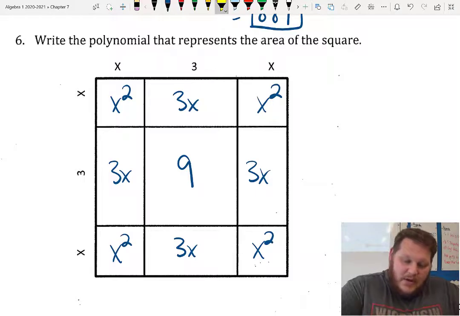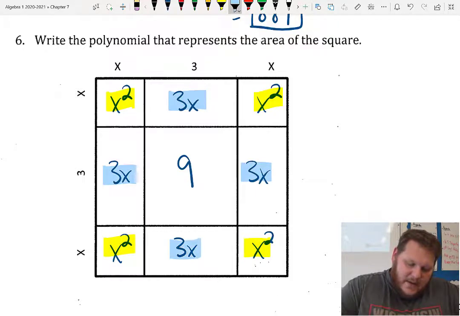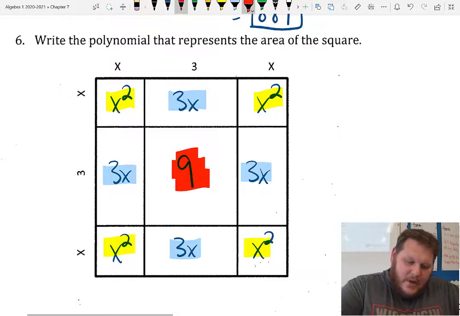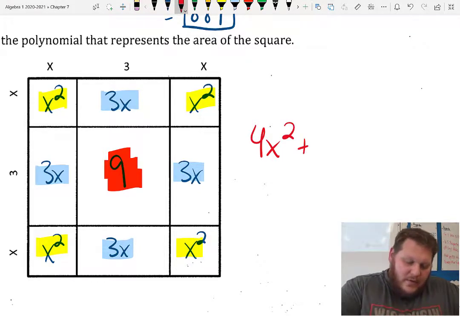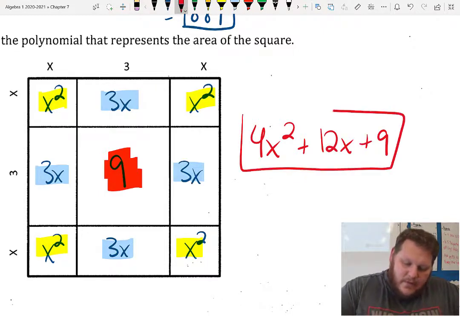And then just collect up our like terms. We've got x squareds in all 4 corners. We've got x's on the side pieces. And then my 9 is just all by itself. So if we find our final representation of the area, we should end up with 4 x squareds. We've got 1, 2, 3, 4 x's on the sides, so 3 x's each, that's a total of 12x, plus 9. There's the area of that square.